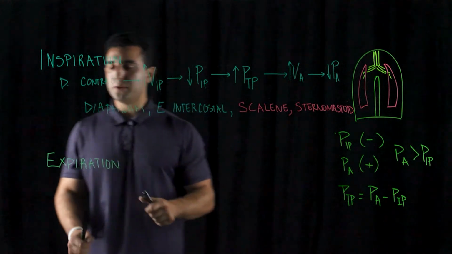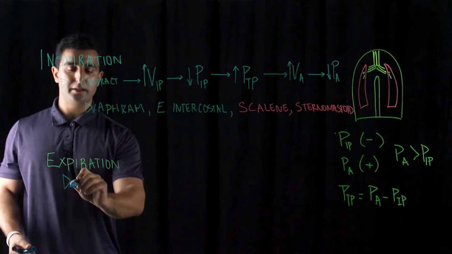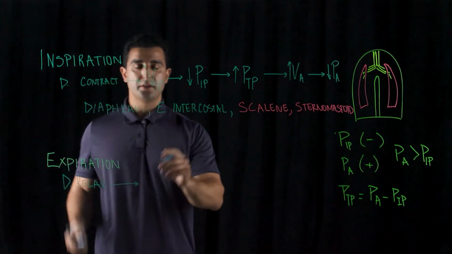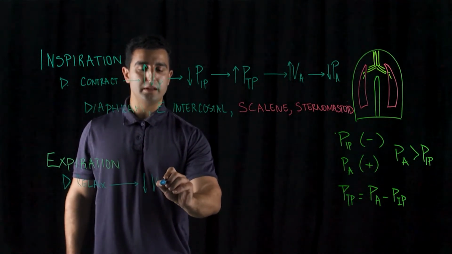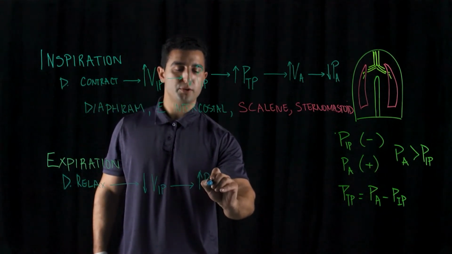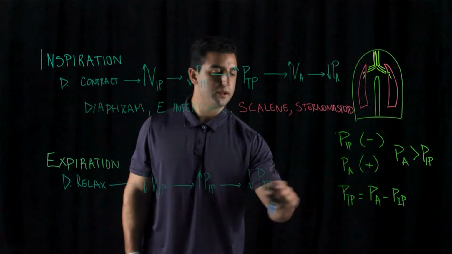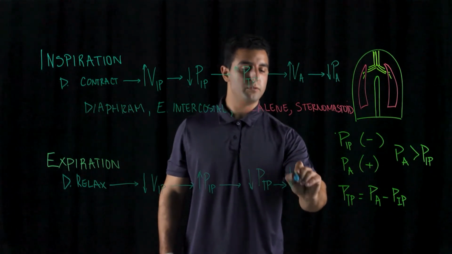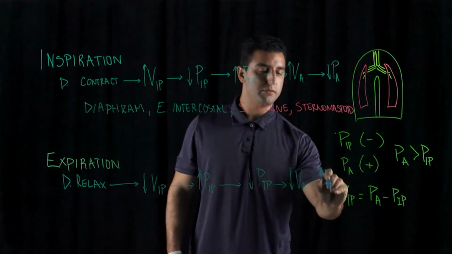When we look at expiration, the phrenic nerve does not generate the action potential, so it's inhibited. The diaphragm then relaxes. This relaxation leads to the thoracic cavity coming down, so it leads to a decrease in volume in the pleura, which leads to an increase in the intrapleural pressure, which leads to decreased transpulmonary pressure. Then we have a decrease in volume in the alveoli.